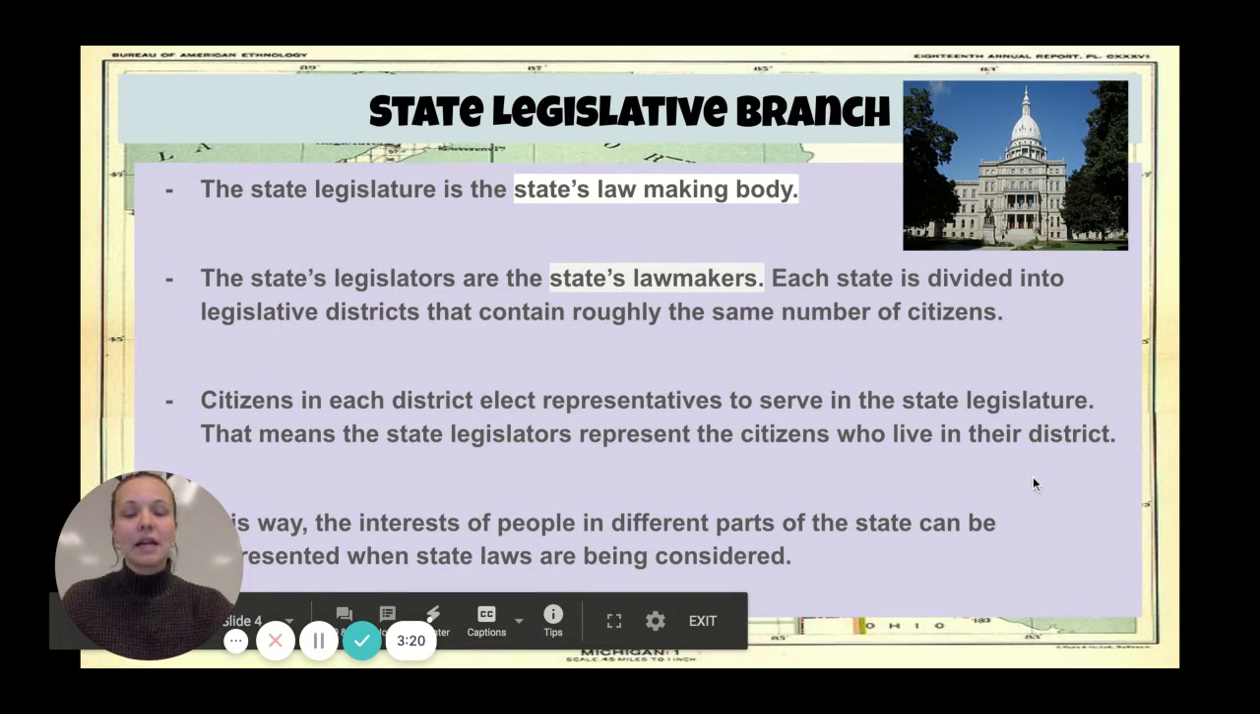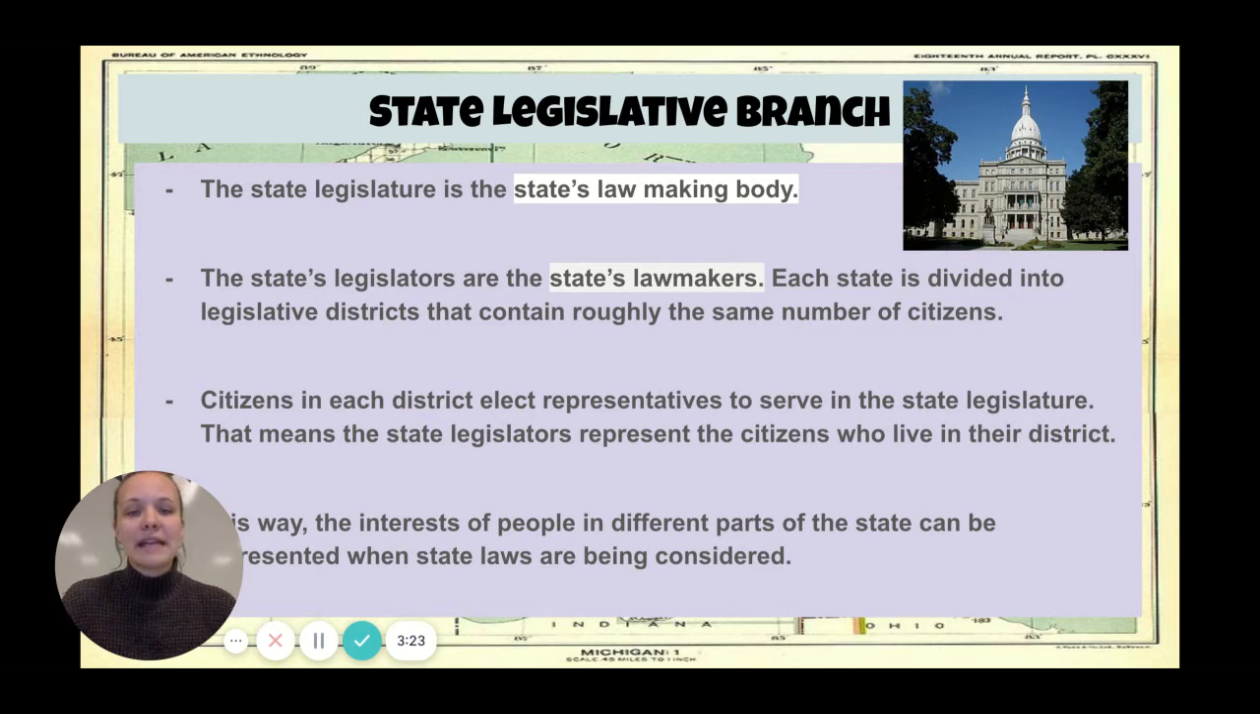A state's legislative branch is the state's law-making body. So the legislative branch of the federal government and of a state government is a law-making body. The state's legislators, people who work in the legislative branch, are our state's lawmakers. Each state is divided into legislative districts so that all have roughly the same number of people, so each district can be represented equally. Citizens in each district elect representatives to serve in the state legislature. That means that state legislators will represent the citizens who live in their district.